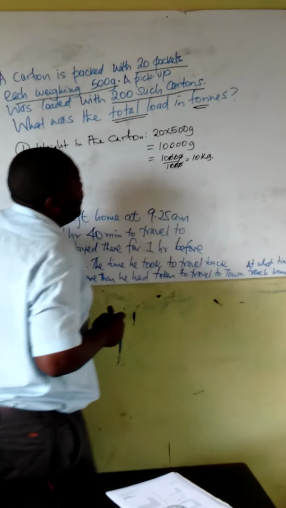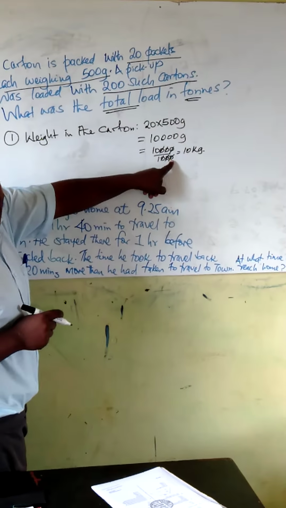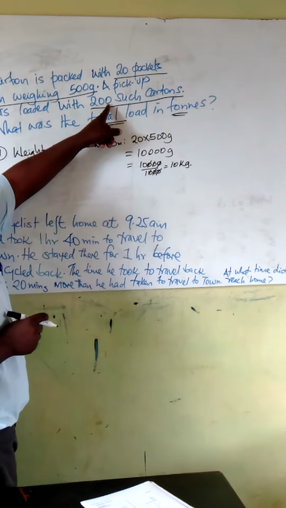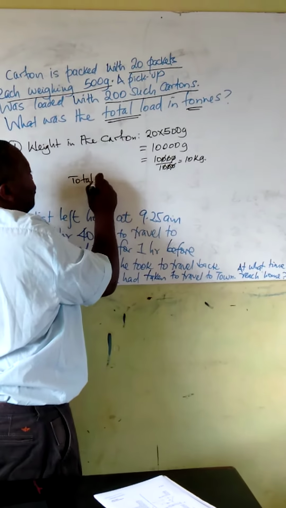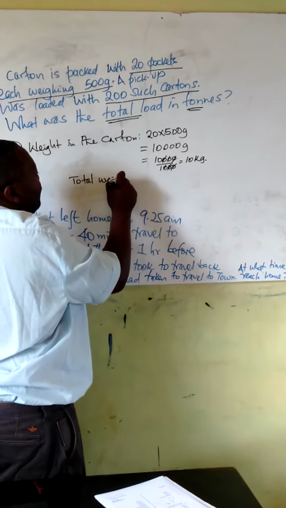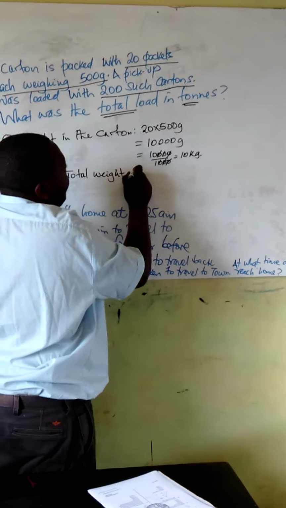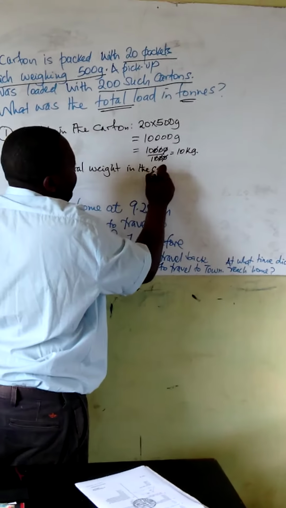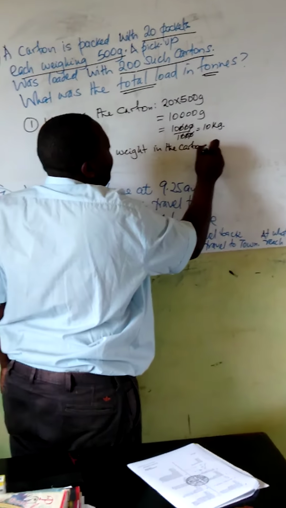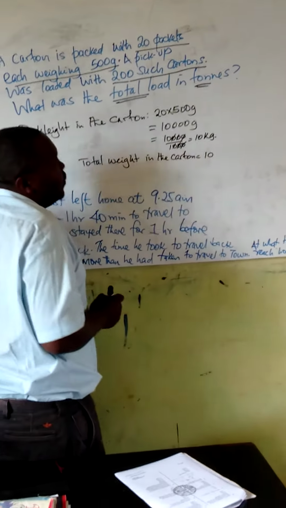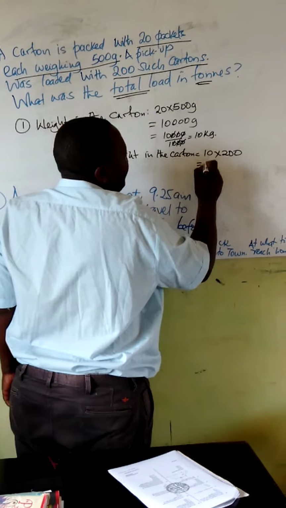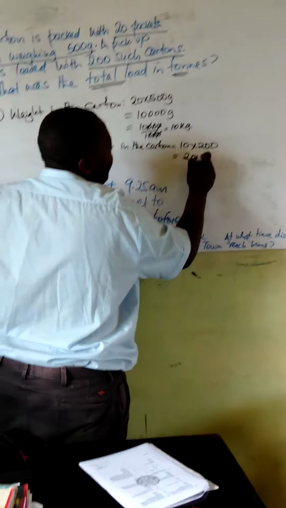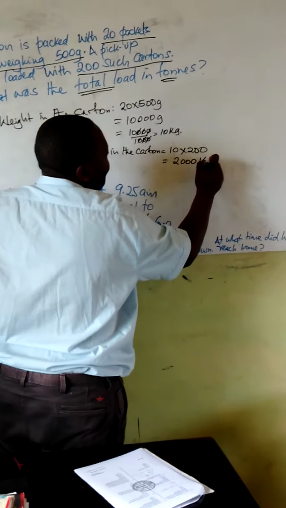So each carton is weighing 10 kg, and you have 200 such cartons. So the total weight in the cartons will be 10 times 200, because there are 200 pieces. So they are all going to weigh 2,000 kilograms.